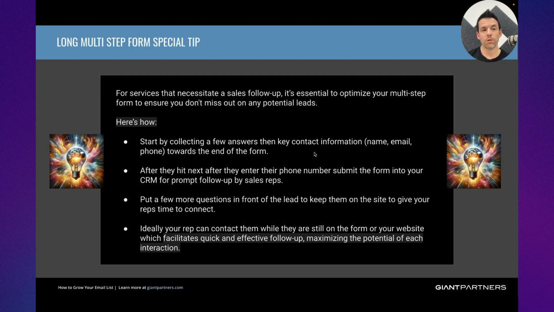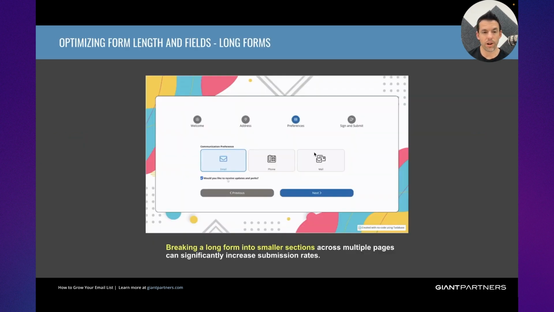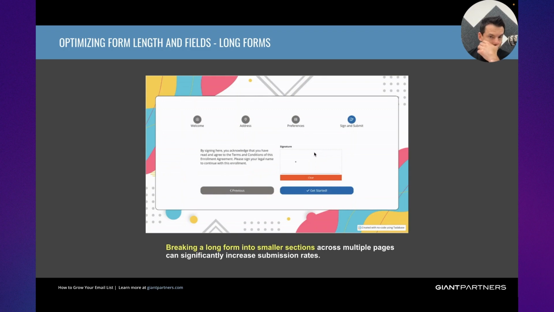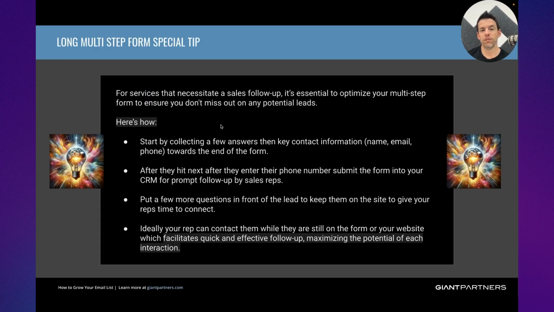This is a long multi-step form special tip. So you could see in the previous example, there were multiple steps in the form and they asked for your contact information pretty early. I believe it's on the first step. And this little trick, you could do this on the second or third step. It just won't be the last step. So you start the form by asking a few questions, start collecting a few answers with key information that you want to know. Then you'll ask for name, email, phone.